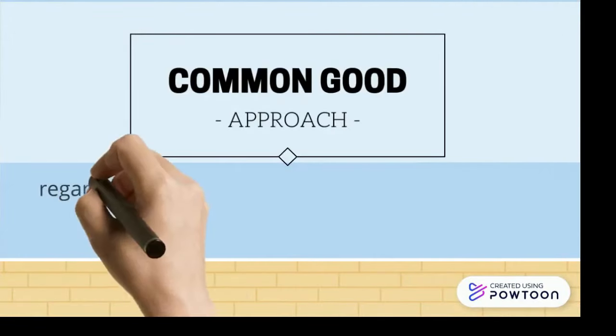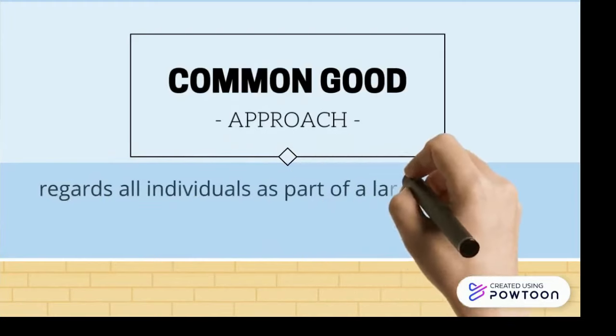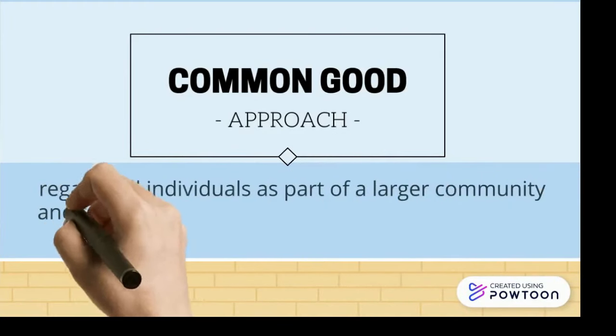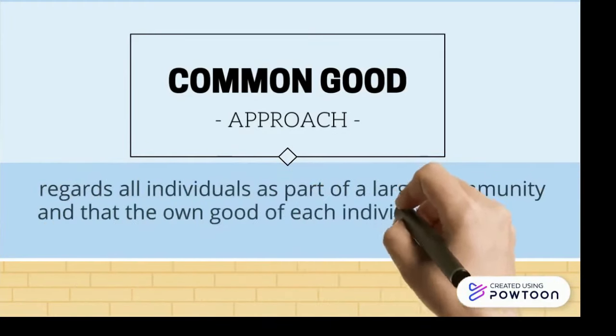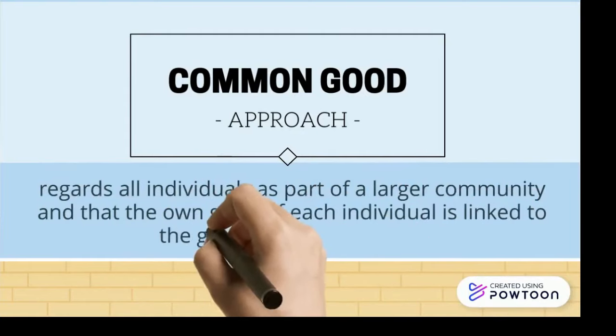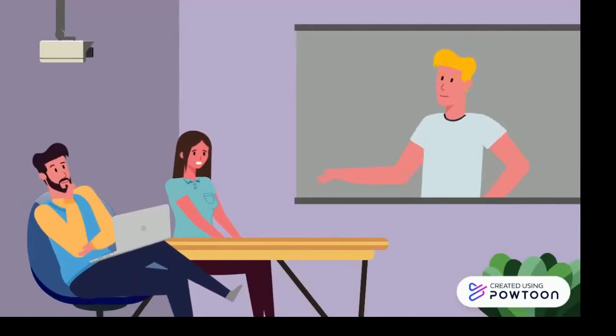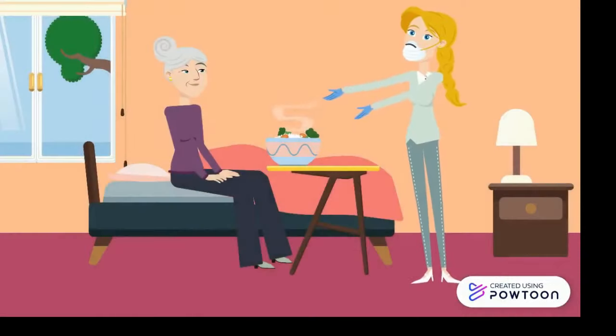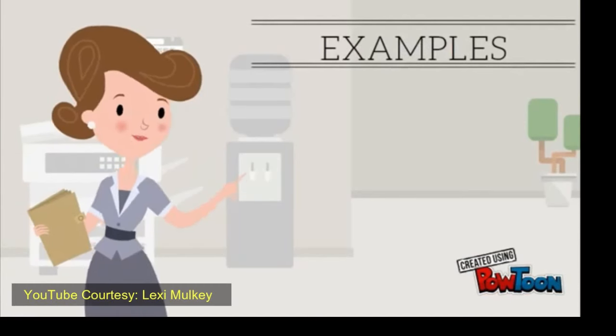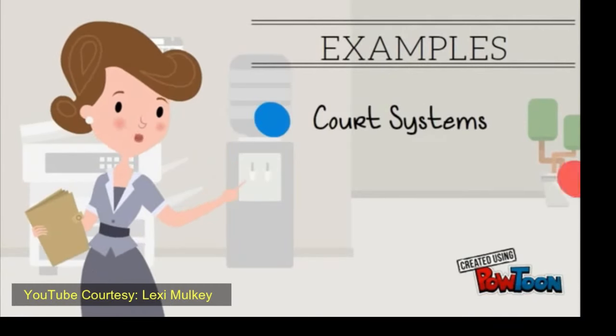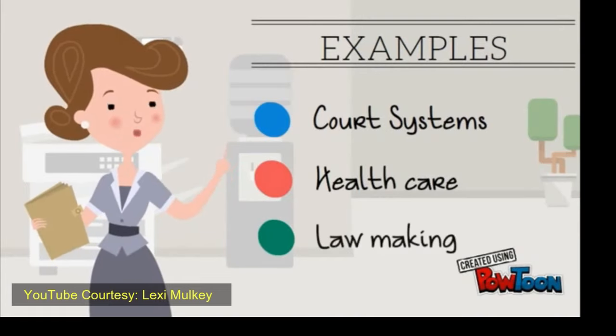The common good approach regards all individuals as part of a larger community, and holds that the own good of each individual is linked to the good of the community, and that community members are bound by the pursuit of common values and goals. Examples of situations wherein there is a common good approach are court systems, healthcare, and lawmaking.